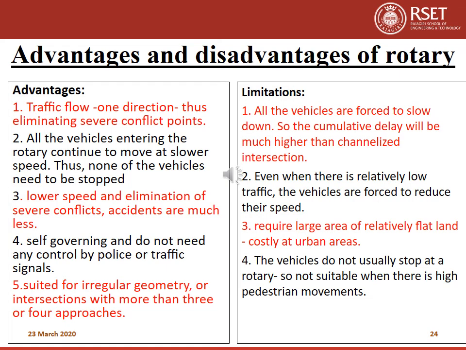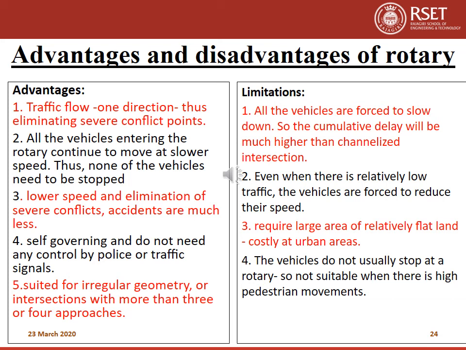Now we can explain the advantages and disadvantages of rotary. We understood that traffic flows in only one direction, thus eliminating all the severe conflict points. Severe conflict points means crossing conflict points. We have seen in the previous slide that all the crossing conflicts are eliminated in the case of a rotary intersection.